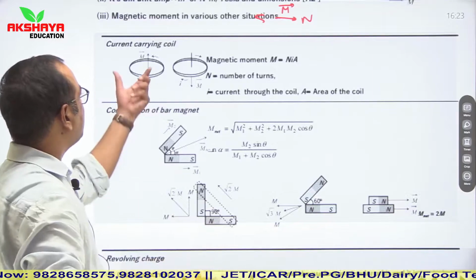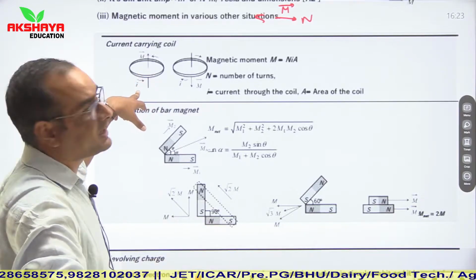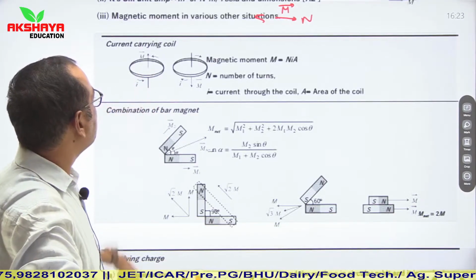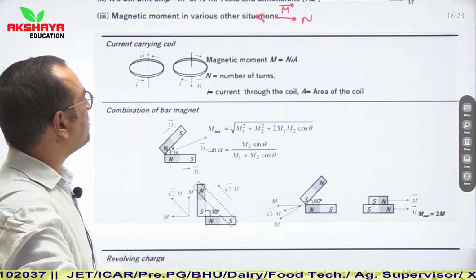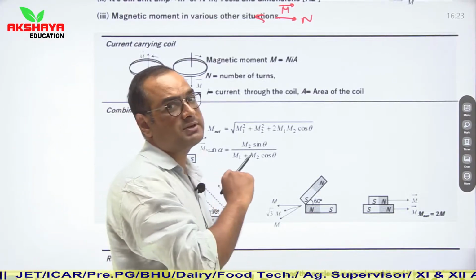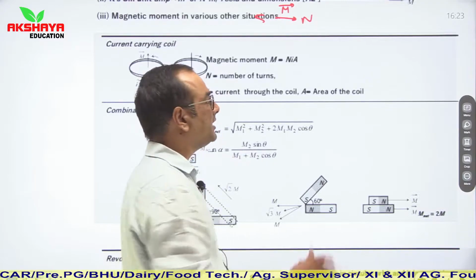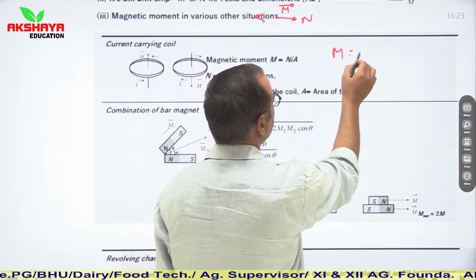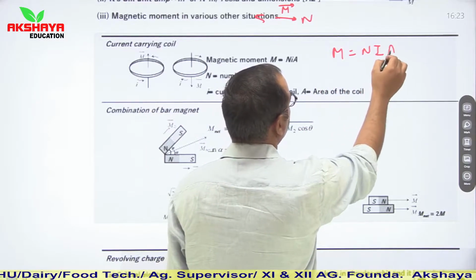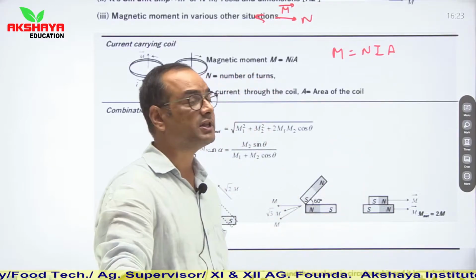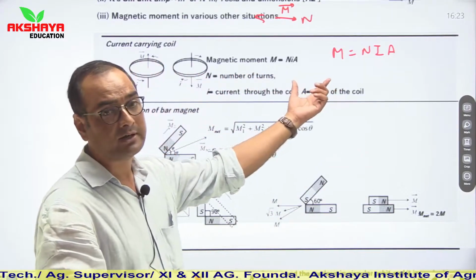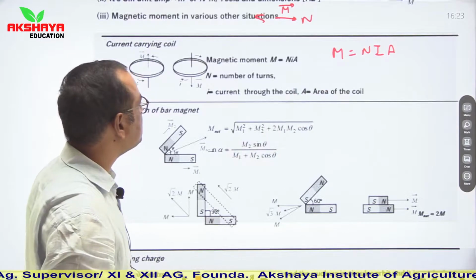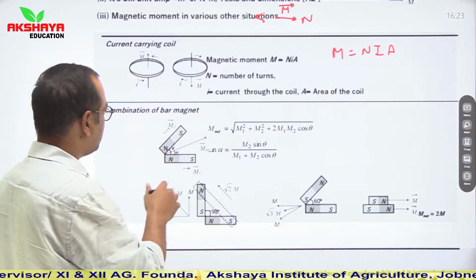Here we are given a current carrying coil in which current I is flowing in anti-clockwise direction. So its magnetic moment is M. In case of a current carrying coil, magnetic moment is defined as M is equal to NIA. Here N is the number of turns in the coil, I is the amount of current, and A is the area of cross section, area of the coil.